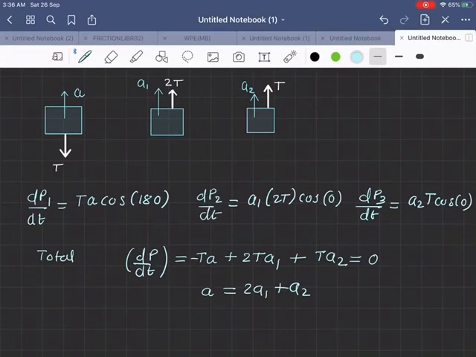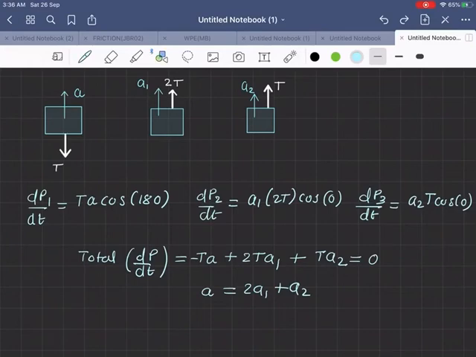Now after that I have put everything in the total dp/dt, the rate of change of power here, and it will be 0 because the power itself is 0, because the work done by all the internal forces is 0, and we are getting the final answer right here. So that's it for this question.